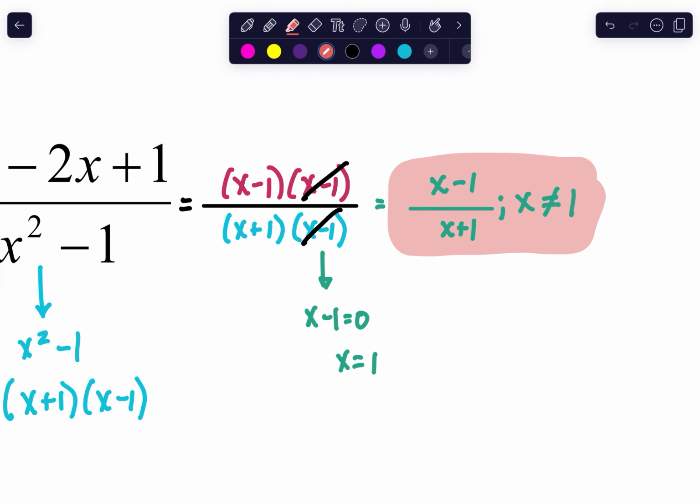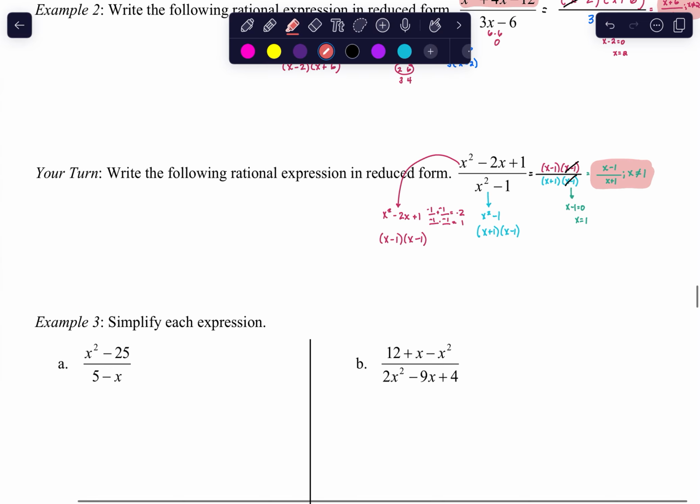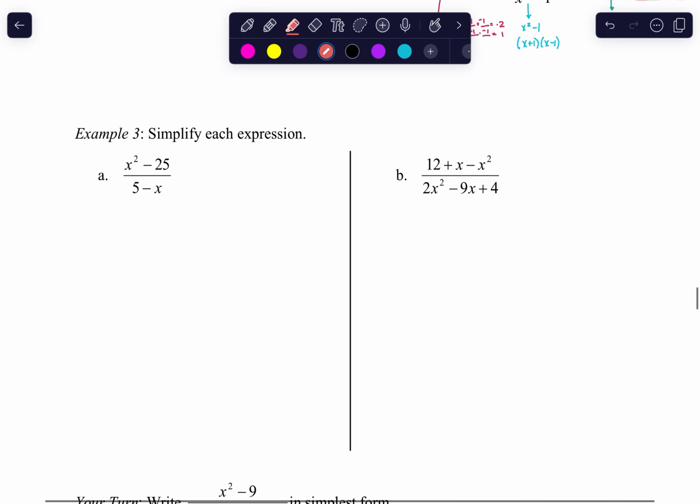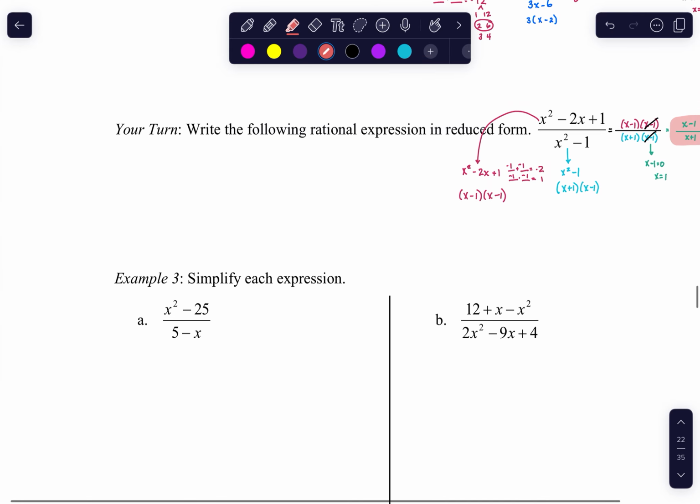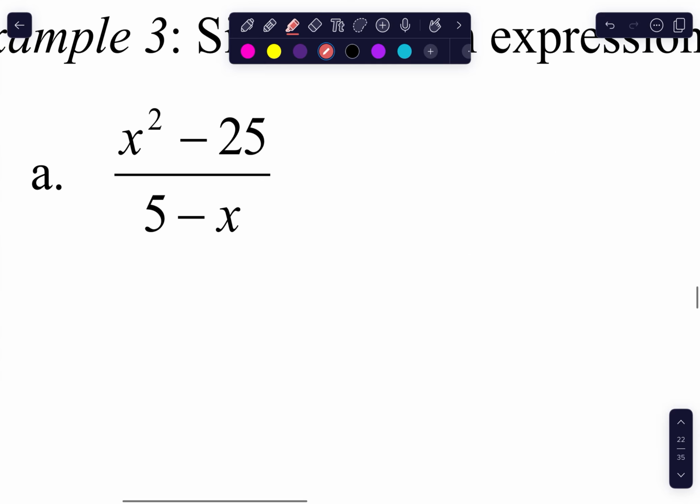Okay, so hopefully this is making sense to you. You don't mind the factoring. All right, we just have 2 more examples and then a your turn. There's really no big difference here, just trying to show you different things you might run into.